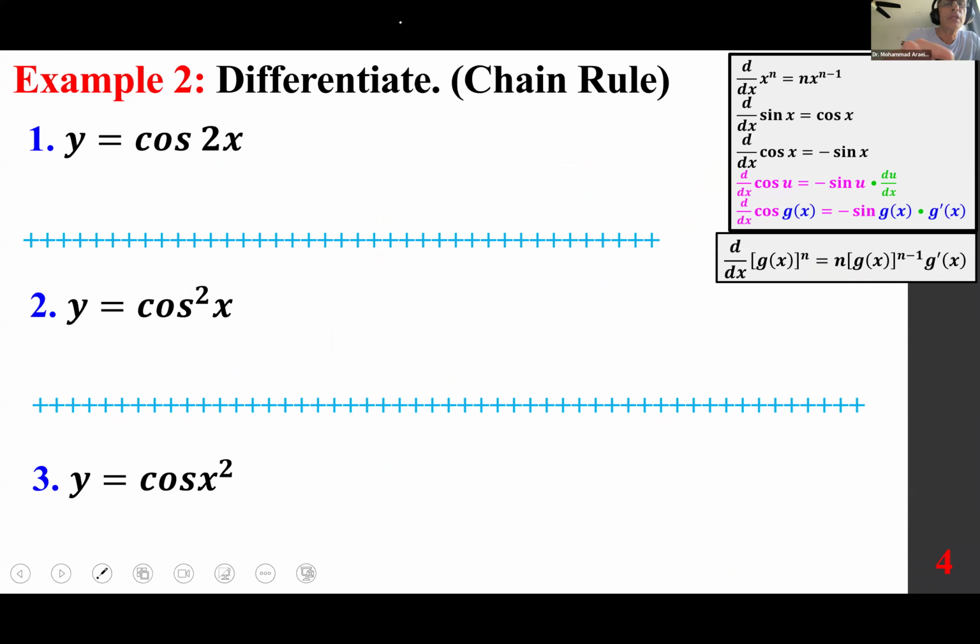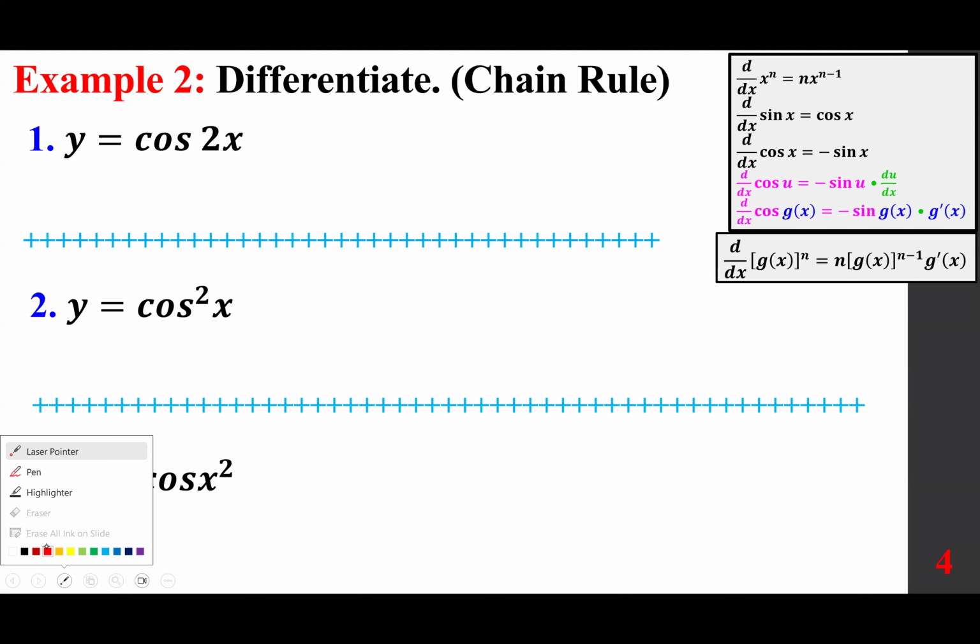All right, so now we're dealing with trigonometric functions, more specifically sine and cosine, reminding you the derivative of sine is cosine, the derivative of cosine is negative sine x. Now, what if instead of x, we have a function of that? For example, the derivative of cosine u would be negative sine u du dx. The derivative of cosine of g of x would be minus sine of g of x g prime of x. You can go with that, or the methodology that I have discussed before.